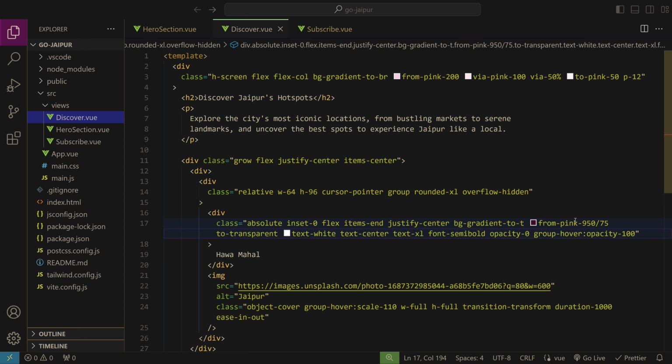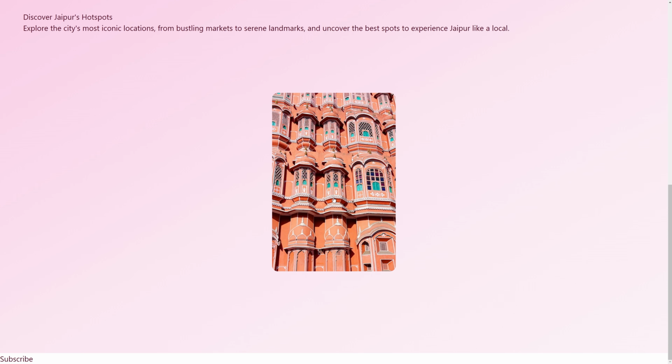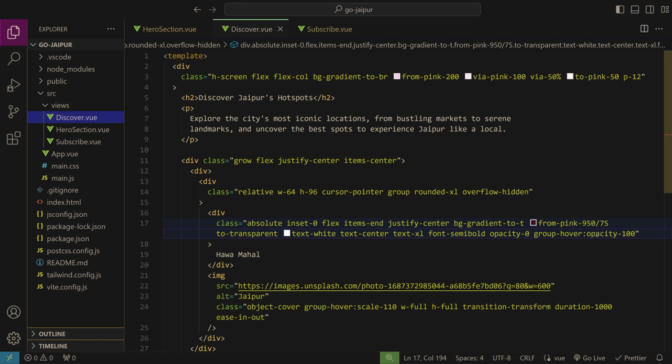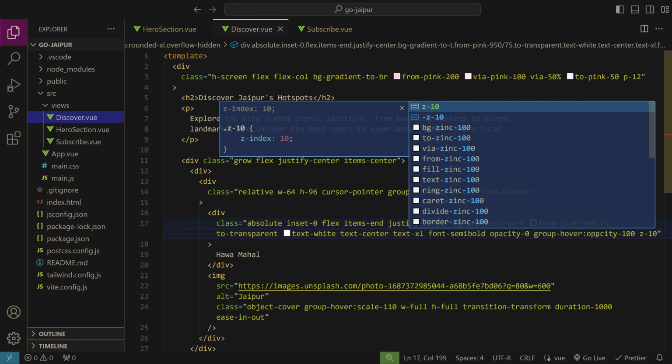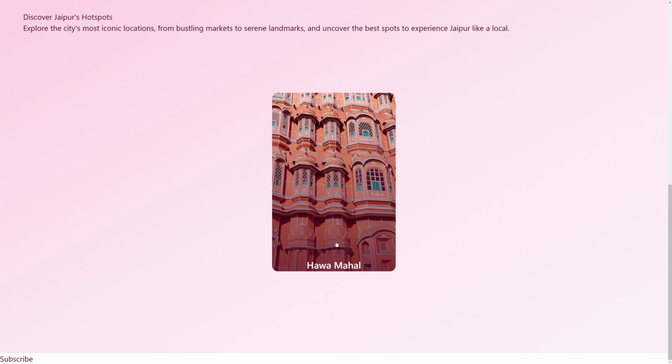Let's see how it looks now. So on hover, you don't see anything. I think it's because of the z index. So I think the image is overlapped. So let's add some z index to the absolute positioning so it comes on top of the image. I'll give z10, and now you can see that there is this gradient background, but it's not that effective.